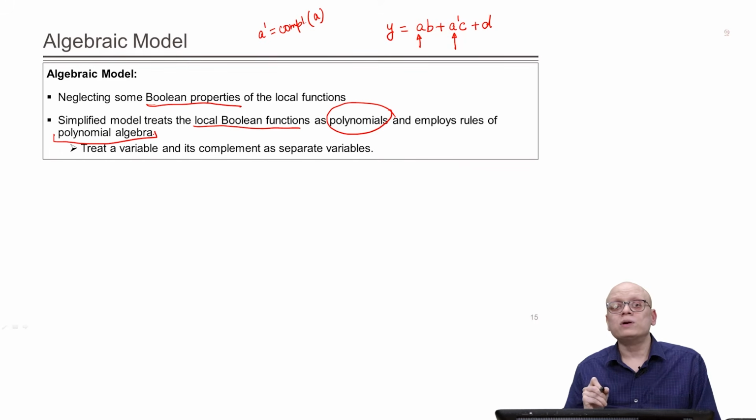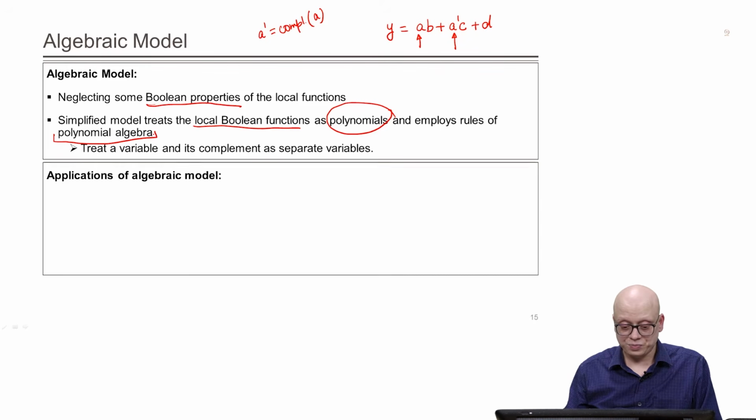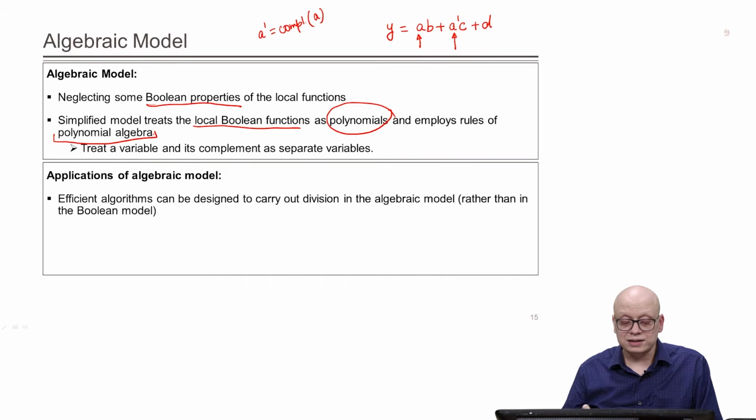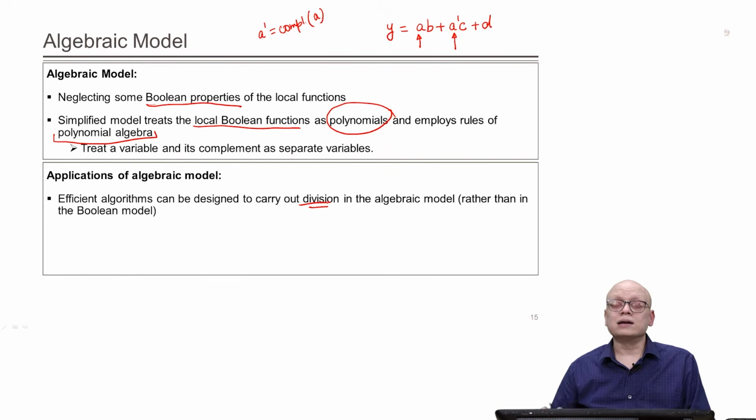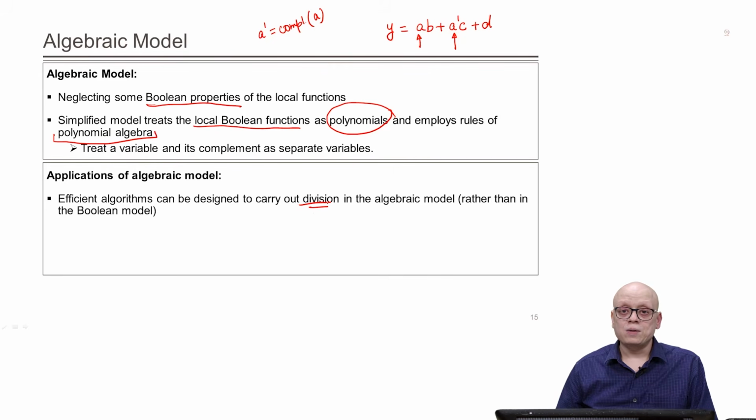We do not apply the properties of Boolean algebra, but of polynomial algebra in the algebraic model. As a result, the benefit we get is that we can formulate efficient algorithms to carry out division in the algebraic model rather than in the Boolean model. By treating a variable and its complement as separate variables and applying the rules of polynomial algebra, we can formulate very efficient division algorithms. So, that is the first application of the algebraic model.